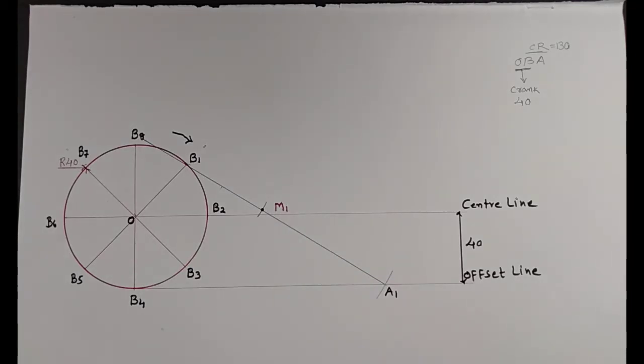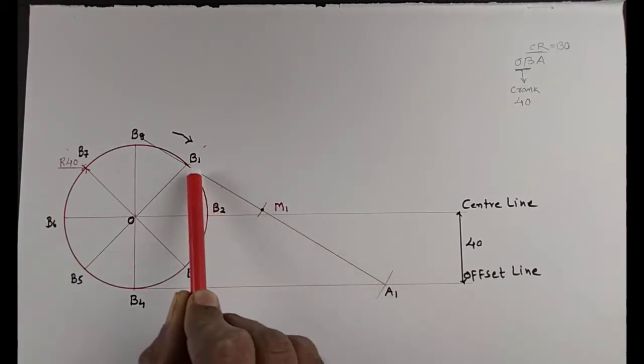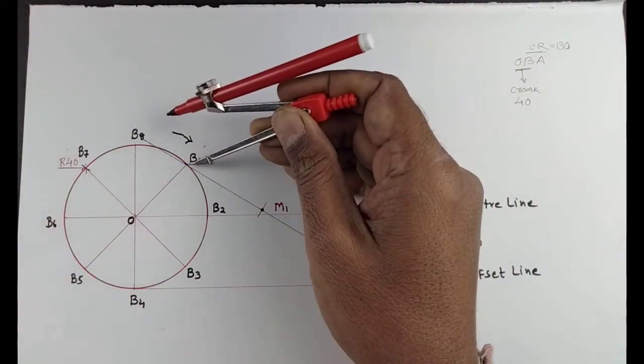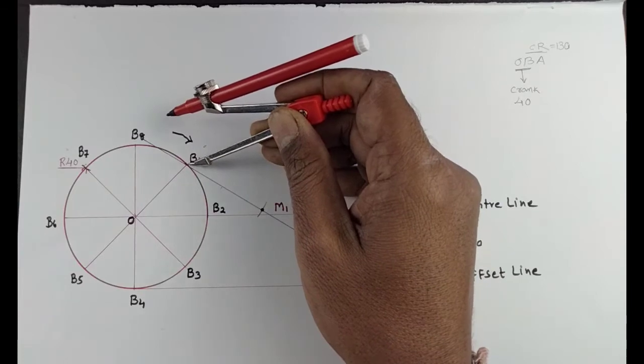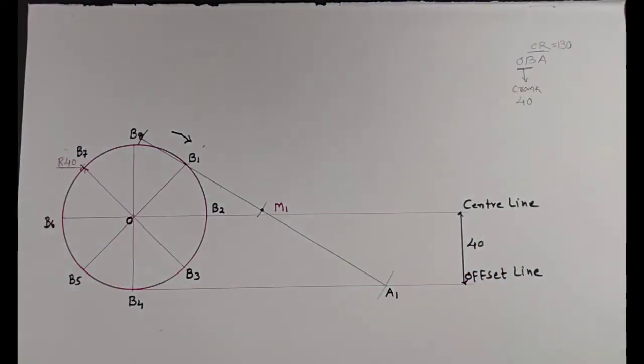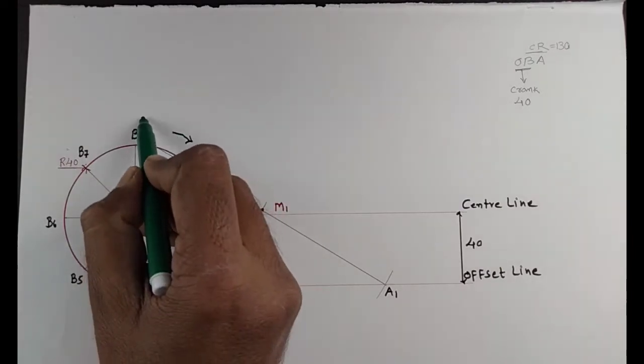Now the other point N is an extension of the connecting rod in the A to B direction. So for that I extend the connecting rod position and I take the 30 mm radius. B point is the center, and I draw the arc on the same extension line, and this is our N1 point.